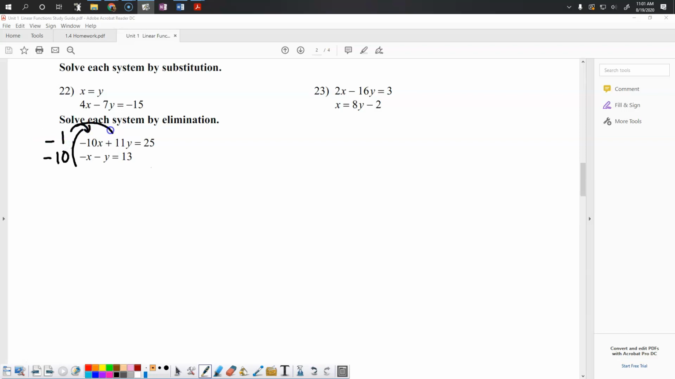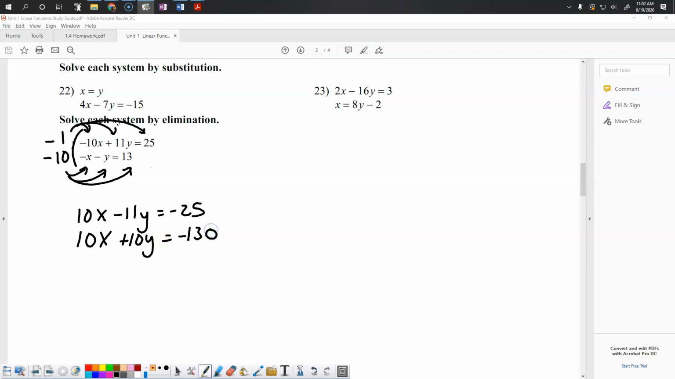And then we're going to distribute all the way across. And what that's going to do is make the coefficients of the x's become the same. So by distributing -1 on the top, I end up with 10x minus 11y equals -25. And by distributing -10 on the bottom, I'm going to end up with 10x plus 10y equals -130.